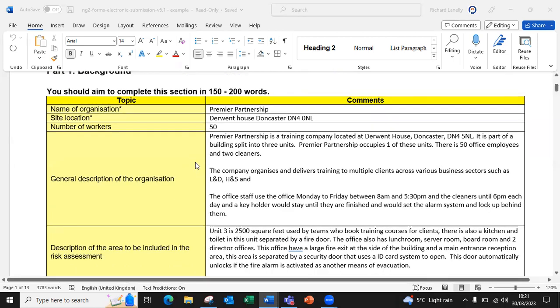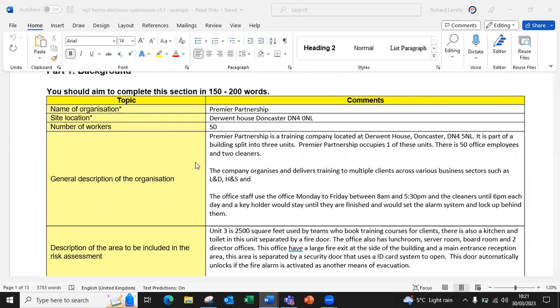So, general description of the organization. This doesn't have to be war and peace. This is literally just to explain what your company does. Premier Partnership is a trading company located in Doncaster. It's part of a building split into 3 units. Premier Partnership occupies one of these units. There are 50 office employees and 2 cleaners.